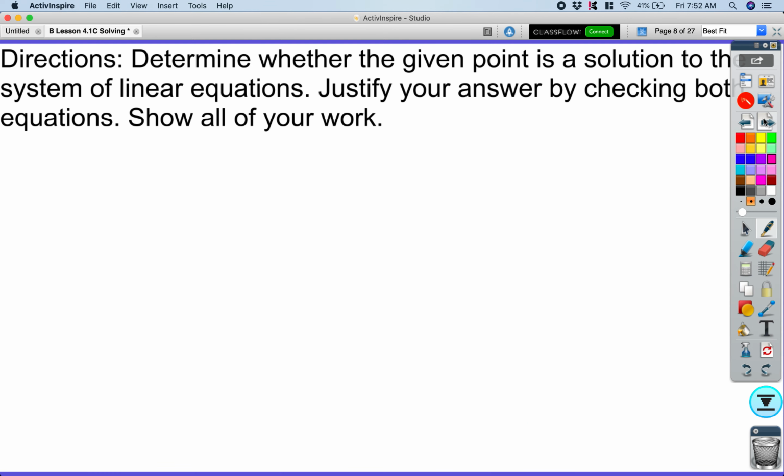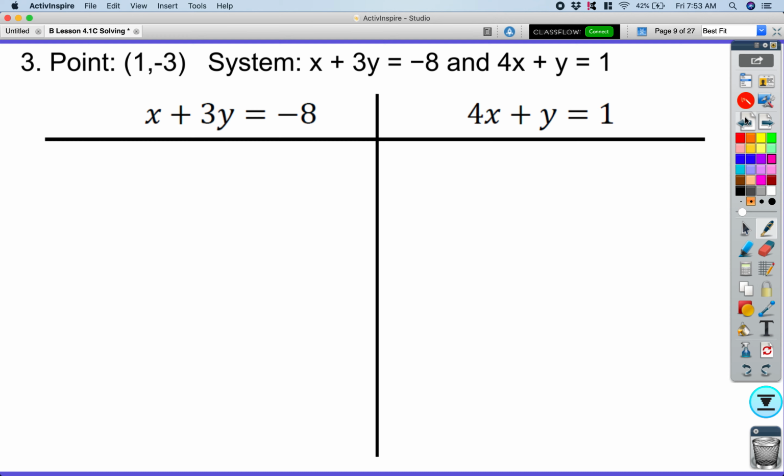All right. Now what we're going to do is determine whether the given point is a solution to the system of linear equations. We're going to justify your answer by checking both equations. We're going to show all our work. Same idea, guys, as last time. So what I want you guys to do is solve this one on your own. So like pause this video, solve it, and then once you're all done, I want you to go ahead and double check with the video.